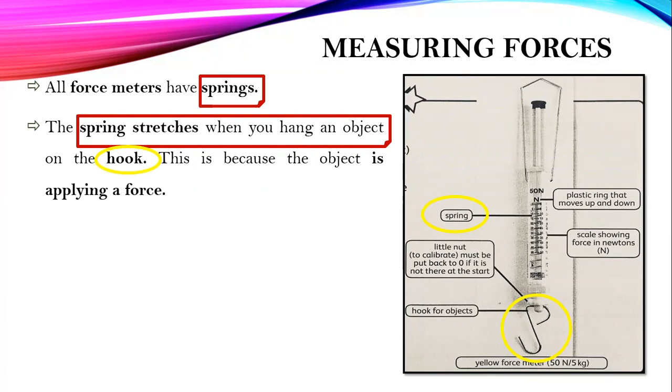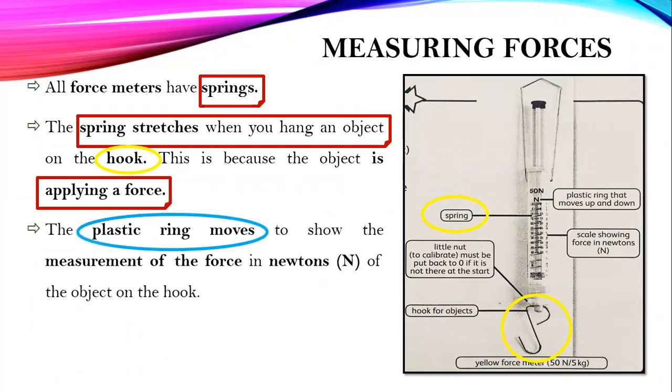The spring stretches when you hang an object on the hook, and this is because the object is applying a force. Because as we said before, every object has its own force, which is pulling it down. So when you hang an object on the hook of the force meter, the spring is going to stretch.